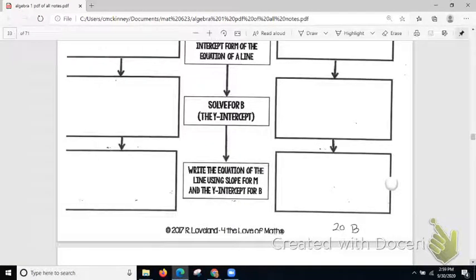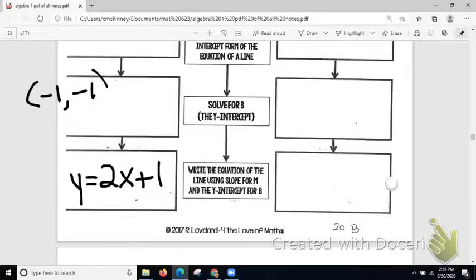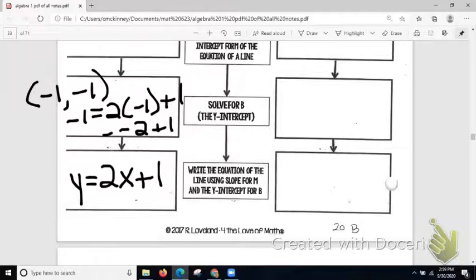Which means that if m is 2 and b was 1, y is equal to 2x plus 1. Now, you could check that on your other equation with your other point. The other point was (-1, -1), right? Let's check and make sure that our equation works for that point too, because it should work for both of them. So -1 should equal 2 times -1 plus 1. 2 times -1 is -2, and -2 plus 1, woohoo, it is -1.